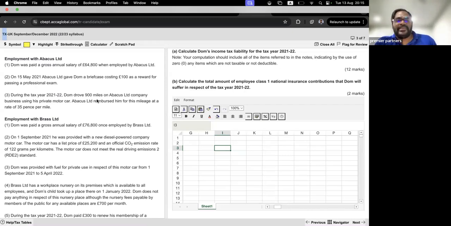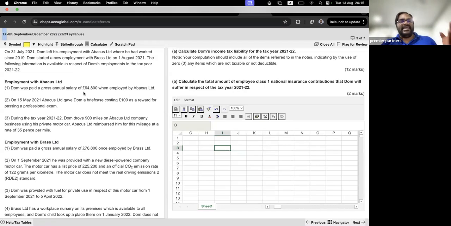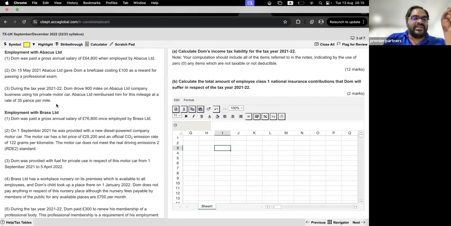In the middle, he is leaving. So this 64,800, we need to apportion. So he has left only at the end of July. So that means April, May, June, July. For 4 months, he has worked with Abacus during the tax year. So 64,800 divided by 12 into 4. Clear? Right. Then on 15th May 2021, Abacus gave Dom a briefcase costing 100 as a reward for passing a professional exam. What should we do for that?